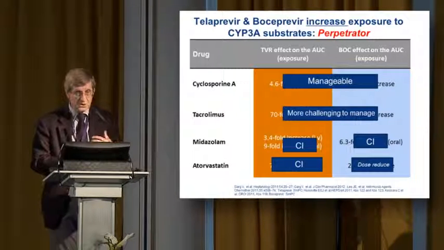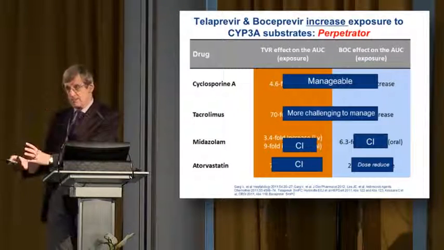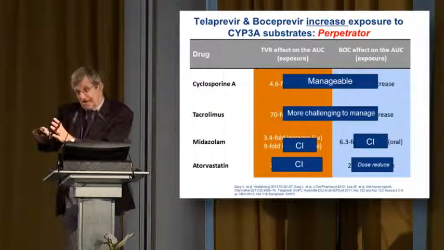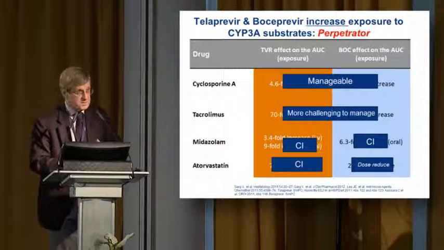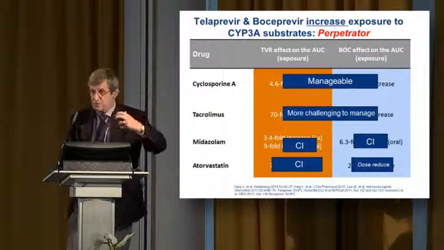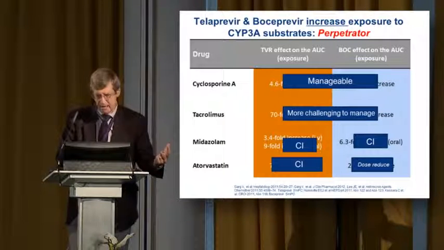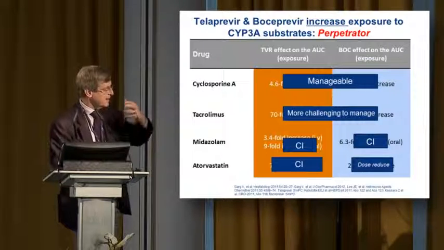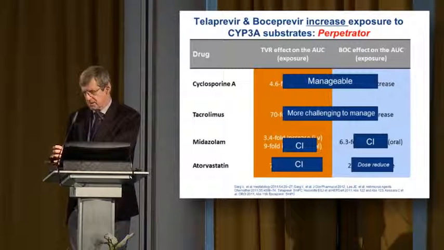So we have to learn how do we manage clinically that interaction if you have a transplant patient with cyclosporin or tacrolimus, which clearly is more challenging because of the magnitude of the interaction. With oral midazolam, the magnitude means it is contraindicated with either telaprevir or boceprevir. The statin atorvastatin is contraindicated with telaprevir, with dose reduction with boceprevir.